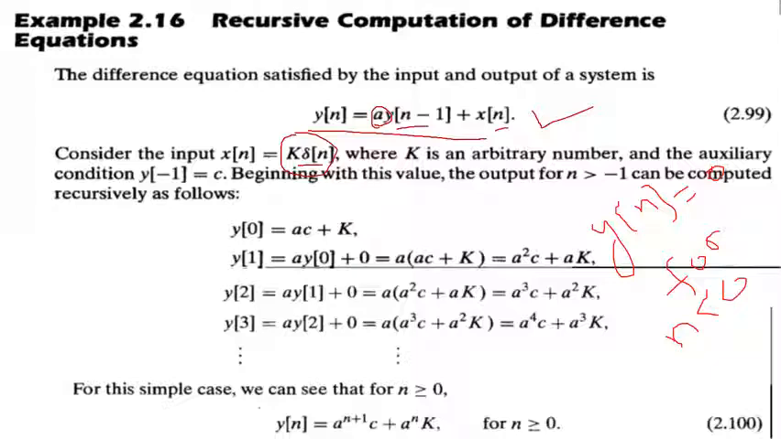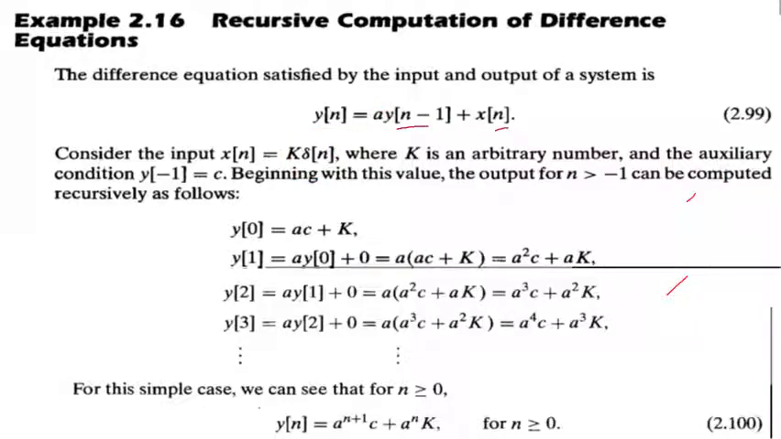Okay, because this input will start only at this point, because you know that delta of n starts producing output only at 0. So if I choose n to be less than 0, there will be no output because the input is 0. So we have to start. Let me rub it out for you and then tell you: if we start beginning with this value, we can find the output for n greater than minus 1.